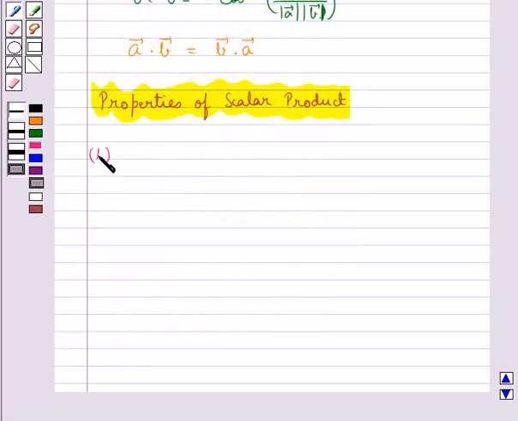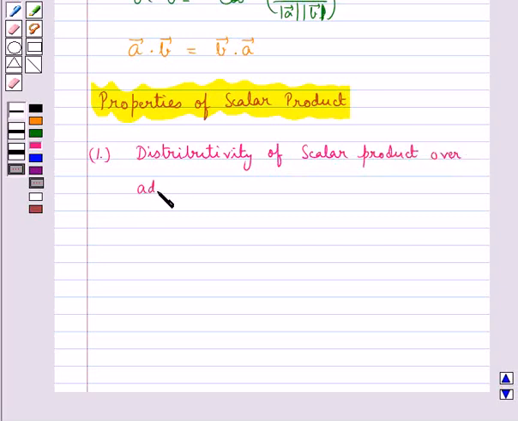The first property is distributivity of scalar product over addition. According to this, if vector A, vector B, vector C are any three vectors, then vector A dot (vector B plus vector C) is equal to vector A dot vector B plus vector A dot vector C.